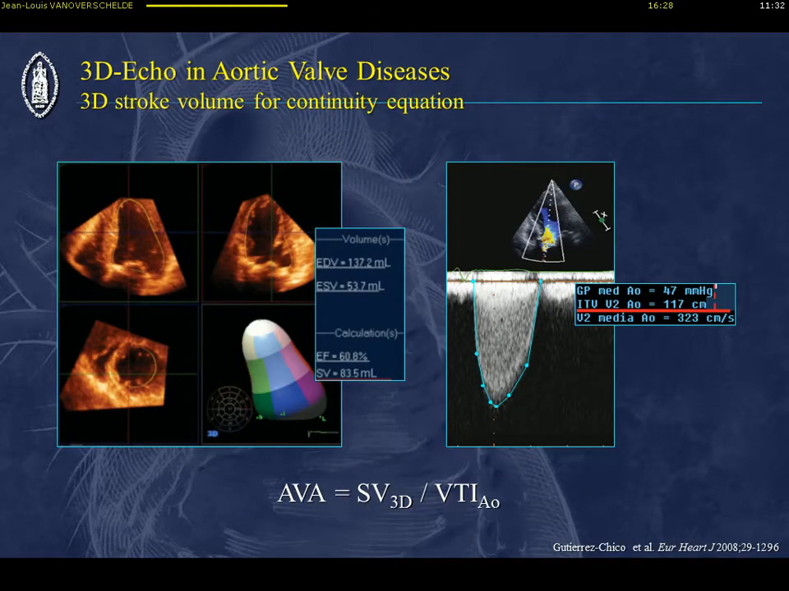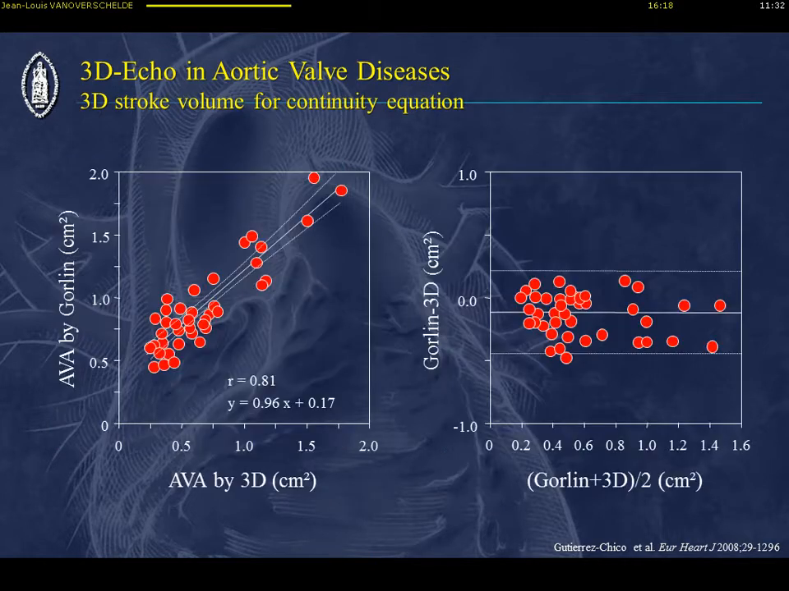And of course, if you combine that stroke volume with the peak velocity measured by CW Doppler, you can make an evaluation of the valve area by continuity equation. And this has been shown to be a very accurate way of measuring the aortic valve area as well. If you are unable to measure the subvalvular flow, for instance, if you have subvalvular obstruction, if you have a hypertrophied septum.